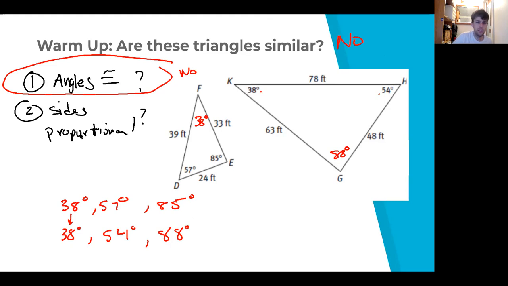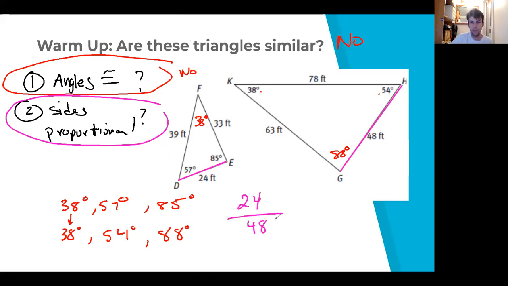But let's go ahead and check out the sides as well, just in case maybe the sides were proportional, but the angles weren't. So let's take a look at the sides here. We want to match up corresponding sides. Since we know all the side lengths of each of these triangles, I think the easy way would be to match them up according to shortest side goes with the shortest side. So if I write a ratio there, that's 24 feet over 48. That simplifies to be 1/2. Okay, 1/2 is a good ratio.